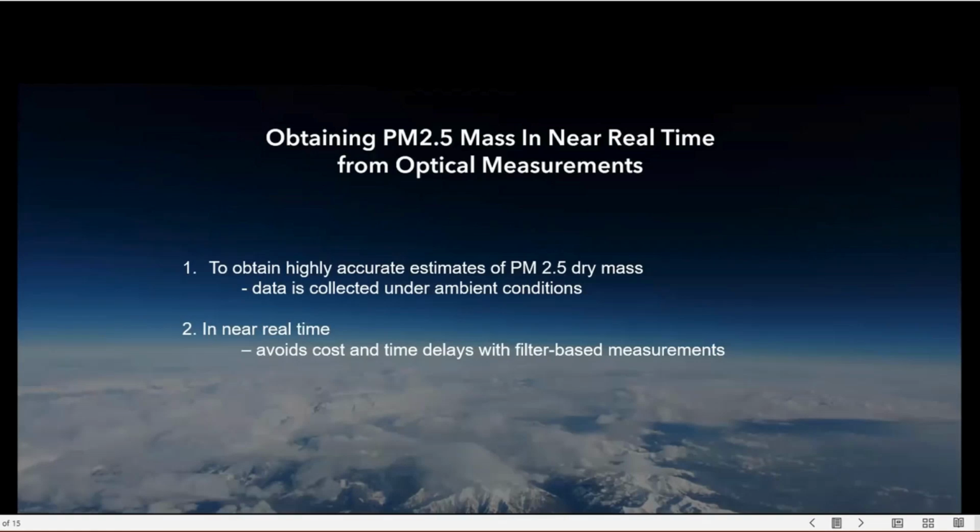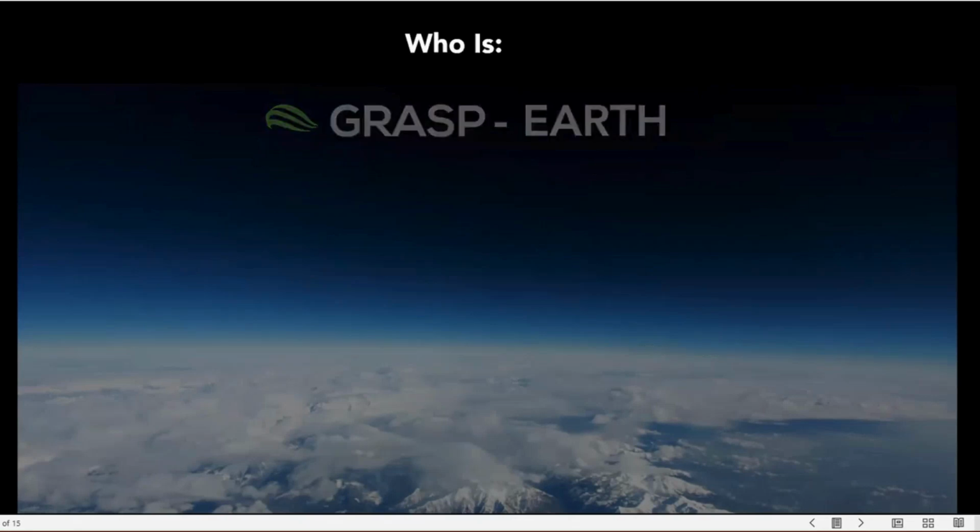Near real time is important because many of the instruments that do this, if you're doing it with filter-based measurements, which are the most accurate, it's going to take quite a bit of time to go from those measurements to actually getting the filters weighed and the information out there to an audience that might need it.